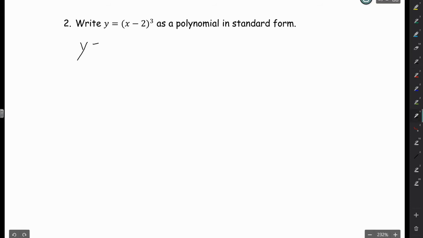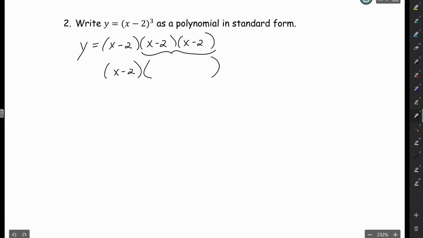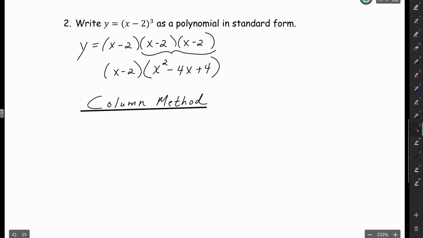So first we're going to expand it. (x minus 2) cubed means x minus 2 times x minus 2 times x minus 2. We'll multiply the second two first. When we FOIL x minus 2 times x minus 2, we get x squared minus 4x plus 4. We'll do the column method first. To start, we're going to multiply x times every term in the trinomial. x times x squared is x cubed, x times negative 4x is negative 4x squared, and x times 4 is 4x.